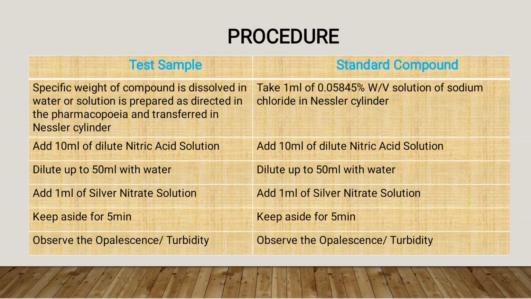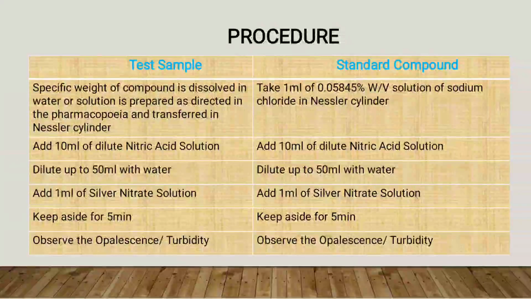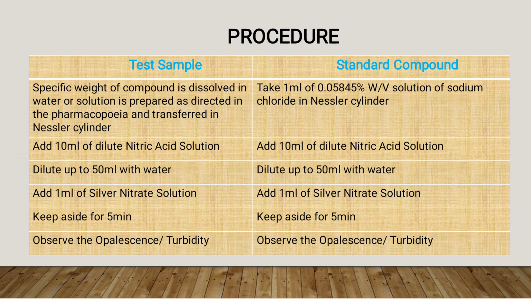From that, 1 ml of solution is taken in the standard Nessler cylinder, and in the test sample we take only a weight of the substance on which we have to perform the identification of the limit test, to see whether there is chloride in that sample or not. The test sample may be whatever you want to test.